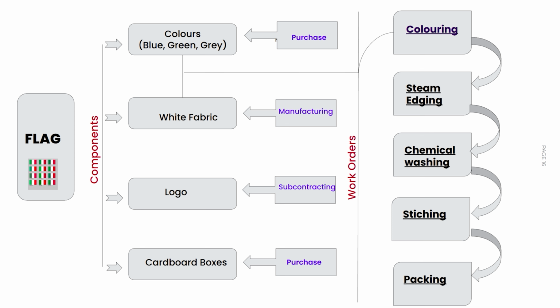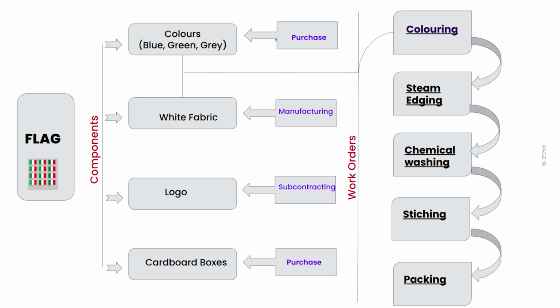The steam edging is the next step. One can use a clothing steamer and hang the item flat while gently steaming the wrinkles on the polyester or nylon flag until they flatten, relax, and make the color more vibrant. The process of creating flags involves chemical washing, which is the next phase. The following stage involves the stitching of the flag, and the final step is packaging of the flag.